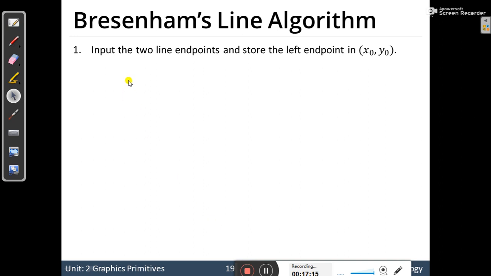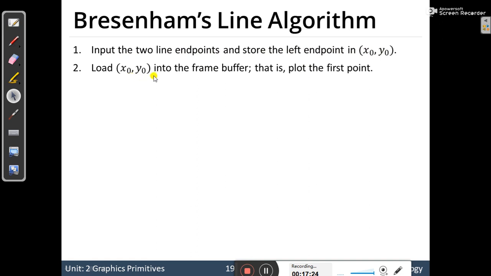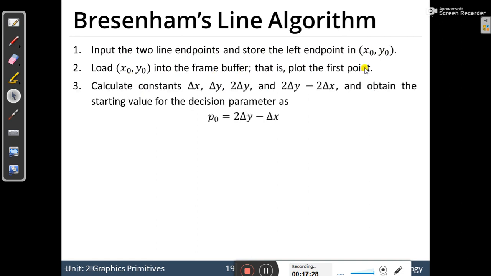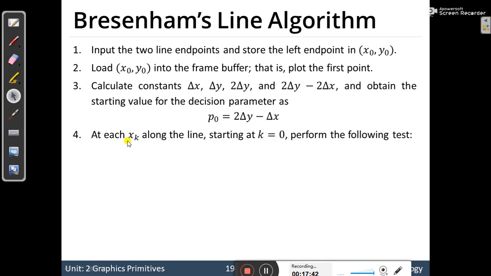So now our algorithm starts: input the two line endpoints and store the left endpoint in x0 and y0. Load x0 and y0 in the frame buffer, that is, plot the first point. Second, we calculate these values: twice del y and twice del y minus twice del x, and obtain the starting value for the decision parameter as p naught equal to this. At each xk along the line, starting at k equal to 0, perform the following test.